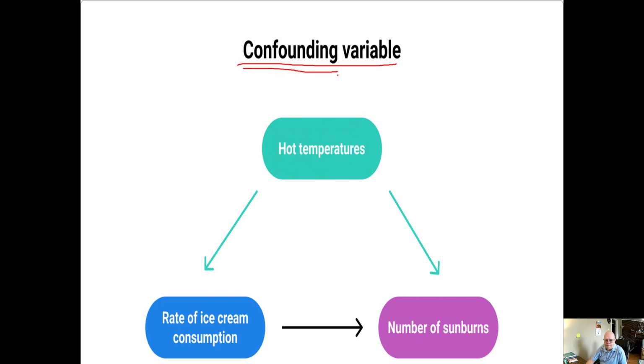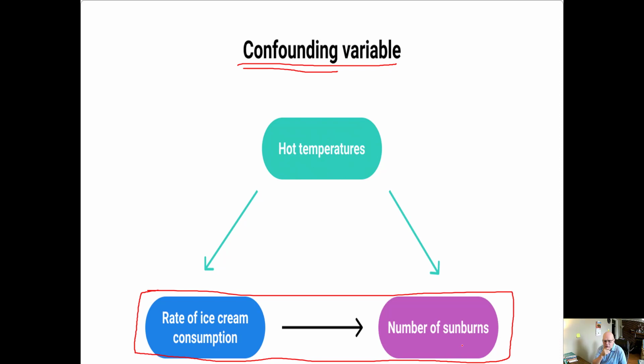So what are they? Well, first of all, let's look at the bottom. If we just look at ice cream consumption and the number of sunburns, notice that when there's more ice cream bought, there are also more sunburns. Now, if you just look at those two, you think, oh my gosh, the more people eat ice cream, the more sunburns they get. However, there's a confounding variable.